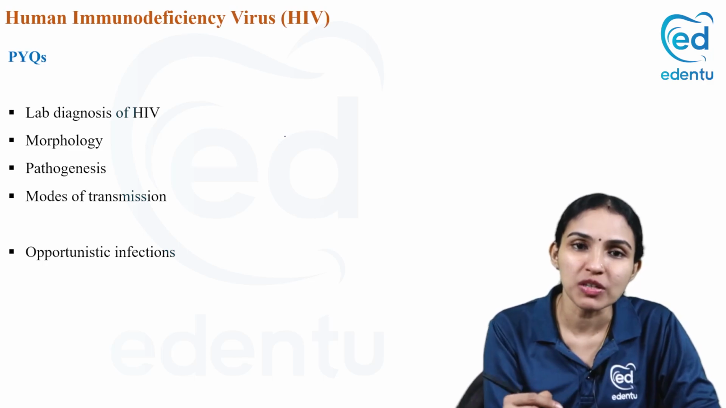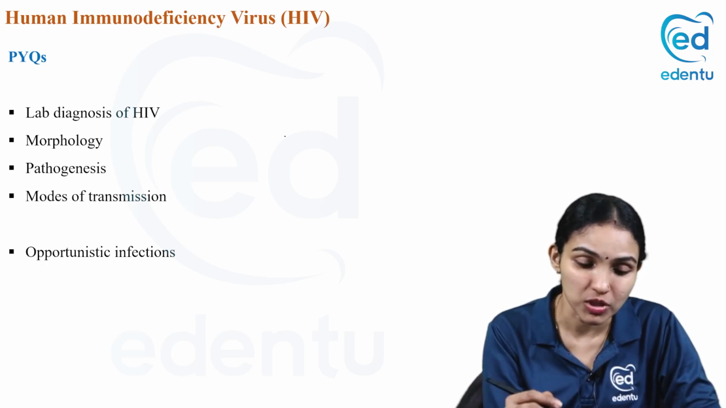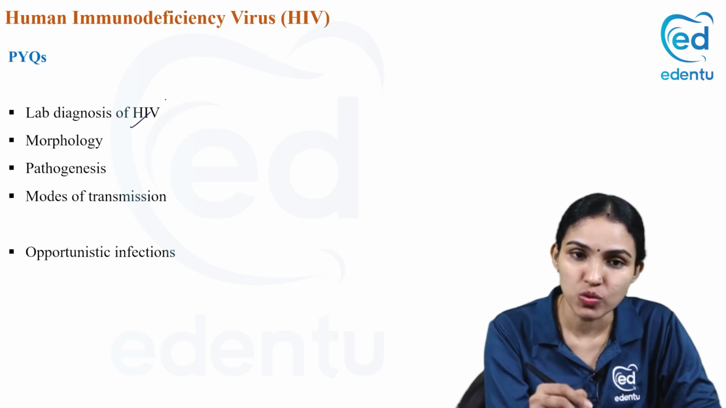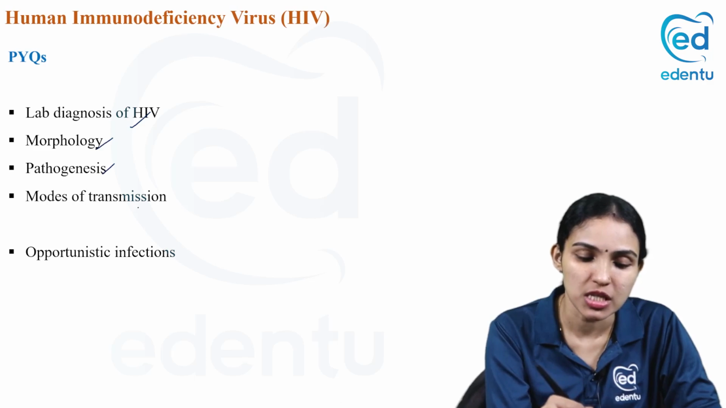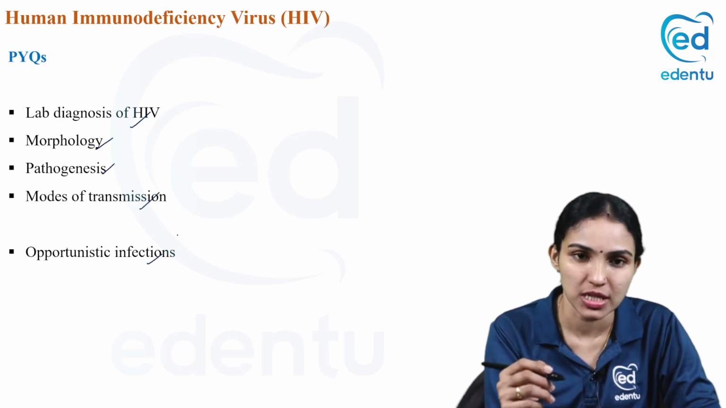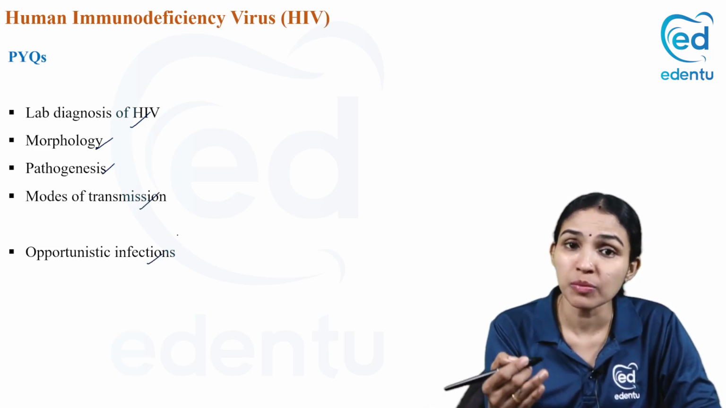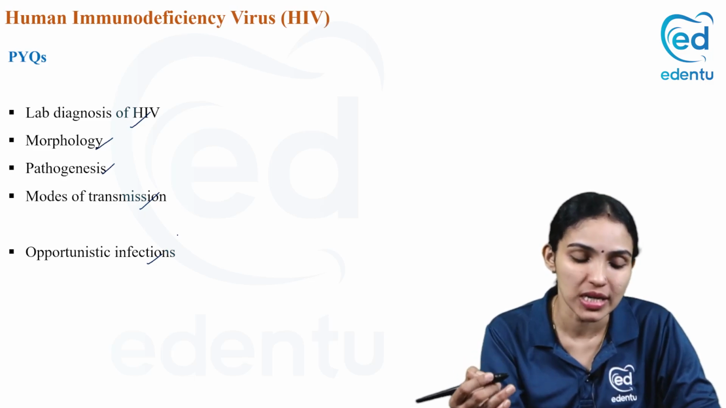These are some of the previously asked questions from this chapter, that is laboratory diagnosis, morphology, pathogenesis, modes of transmission, and opportunistic infection. This can be a possible essay question for your exam.